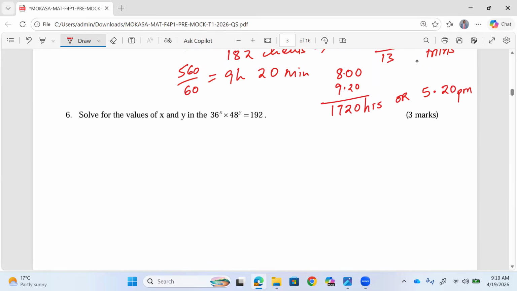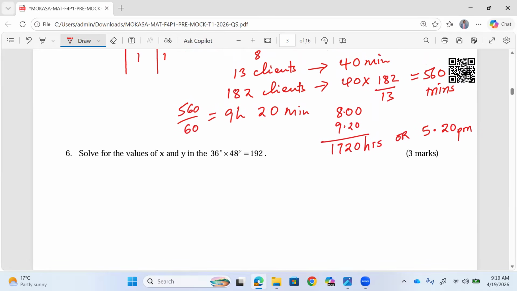So what do we get for 36? Let me use the space here. The question is very involving. So 36 divided by 2, we get 18.